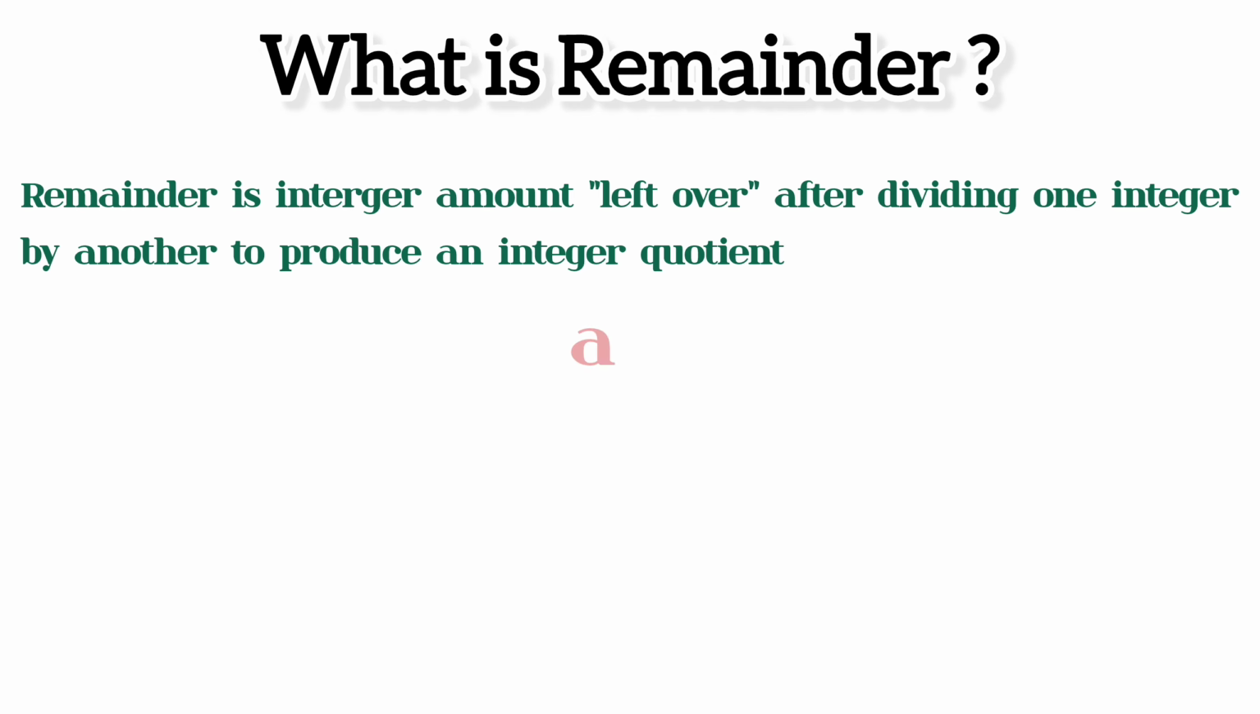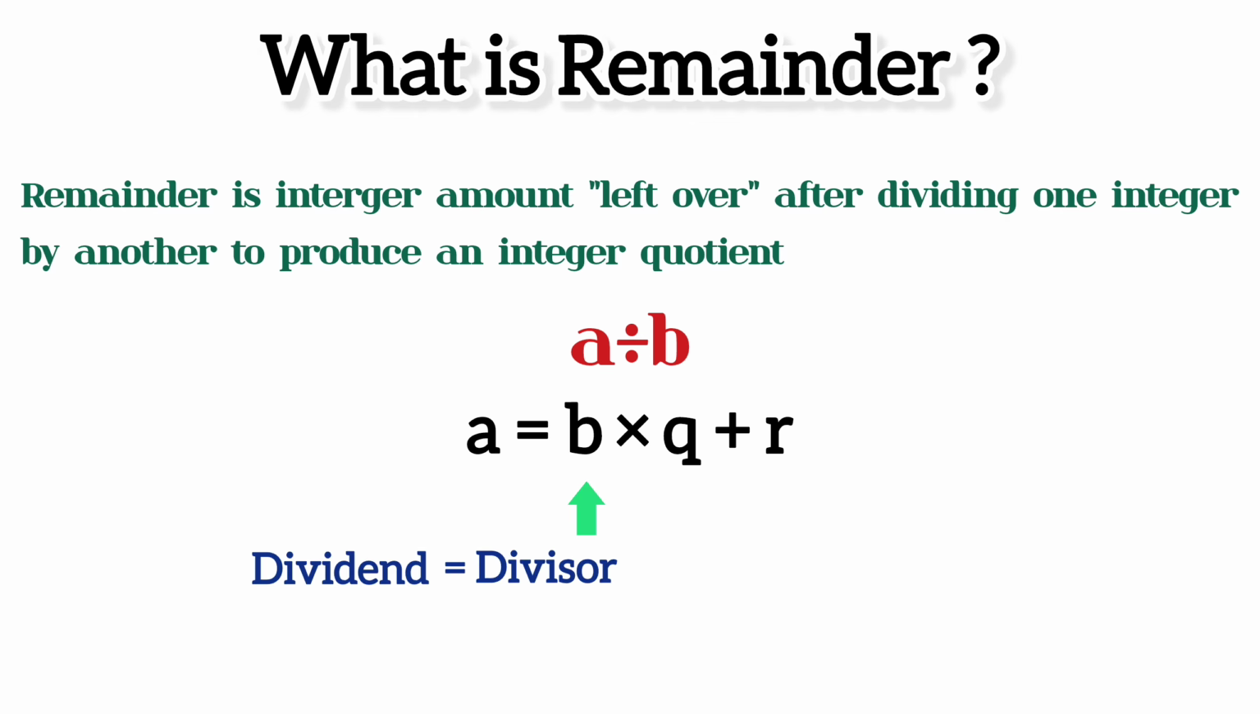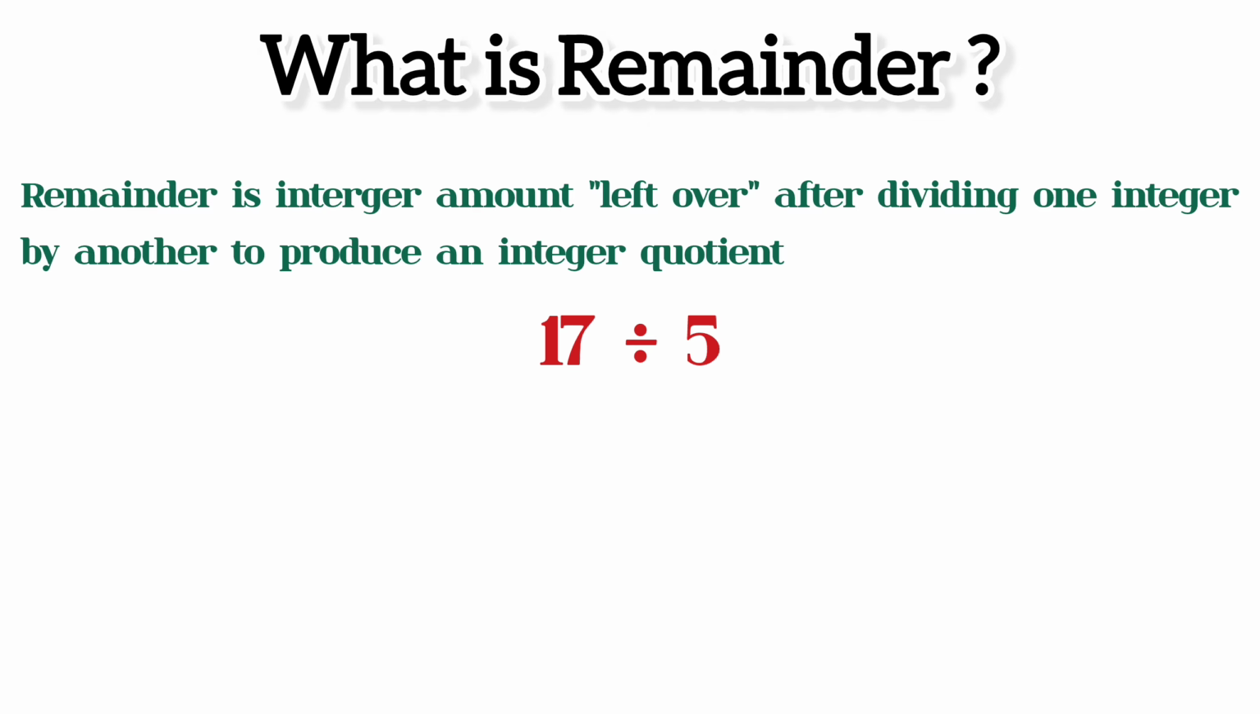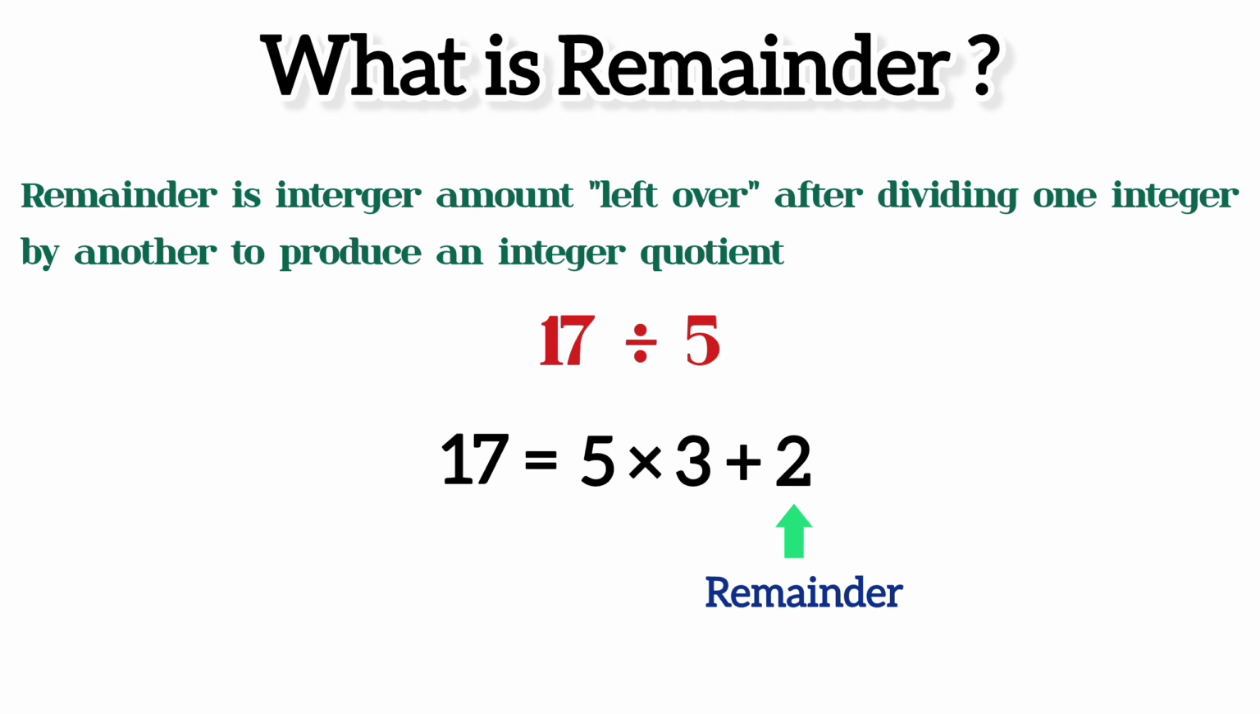If you're dividing a by b, then a is equal to b into q plus r, where a is called the dividend, b is the divisor, q is the quotient, and r is your remainder. For example, the remainder when 17 is divided by 5. So 17 can be written as 5 into 3 plus 2. Here 2 is the remainder.